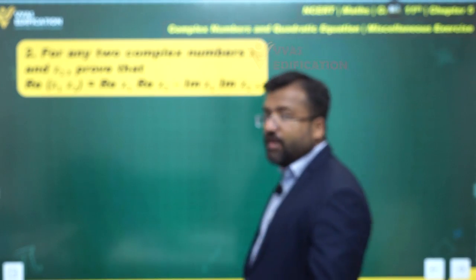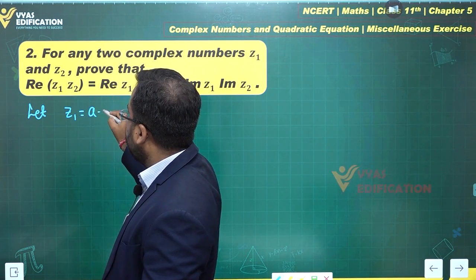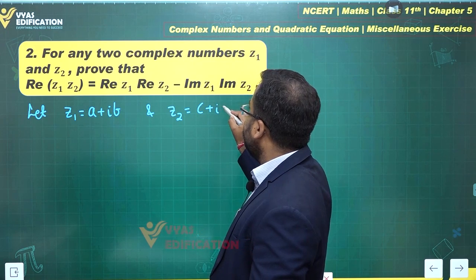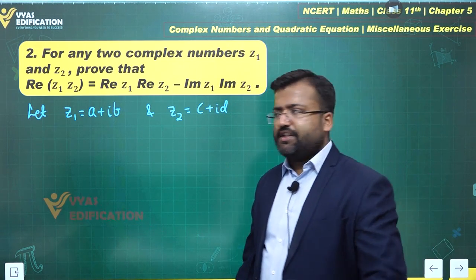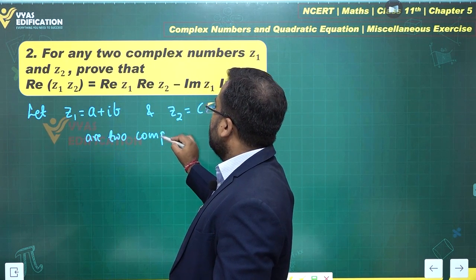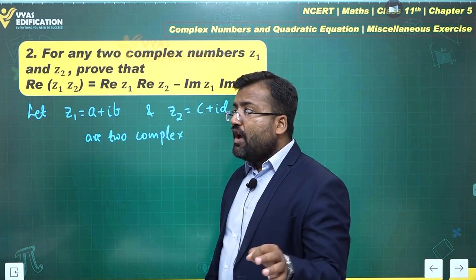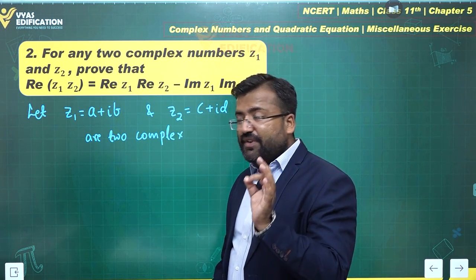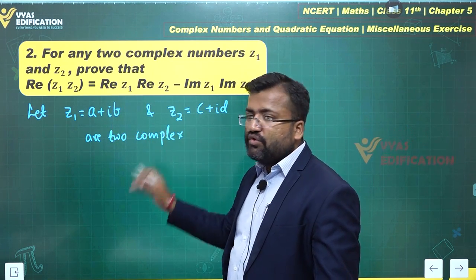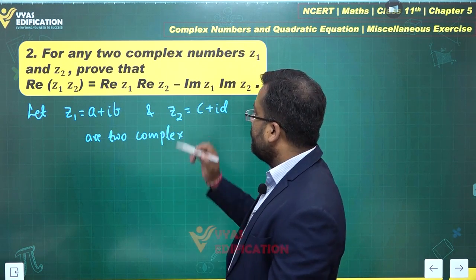Let us assume that the two complex numbers are z1 equal to a plus ib and z2 equal to c plus id. Now a, b, c, d can be any real number. So if we can prove this result for these two complex numbers, then it will be true for any complex numbers, since a, b, c, d can take any values. That's what we'll be taking a look at.